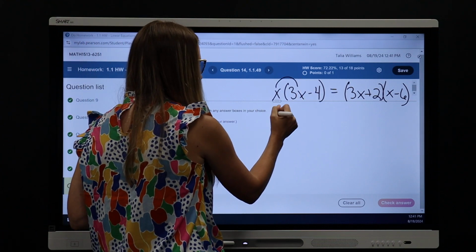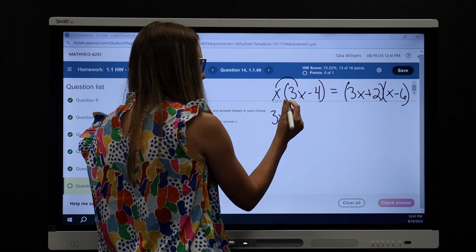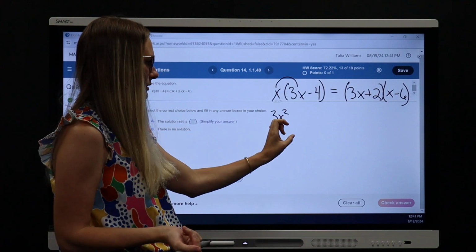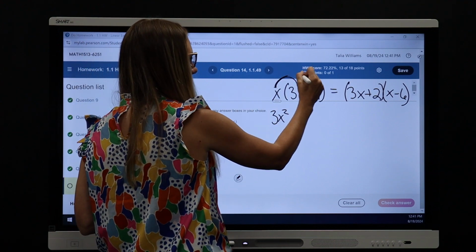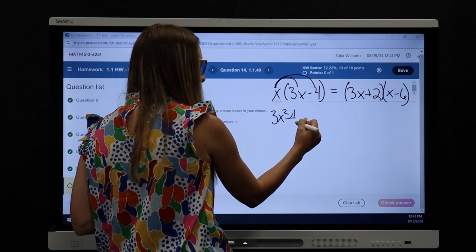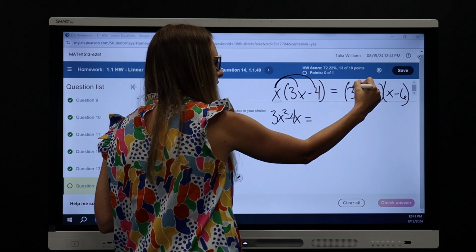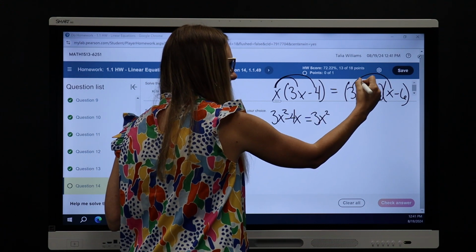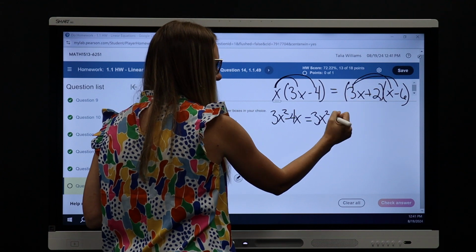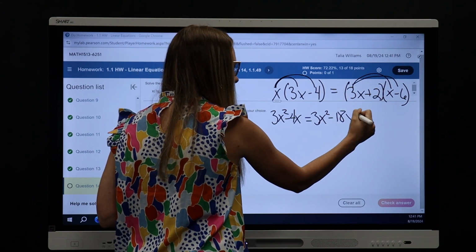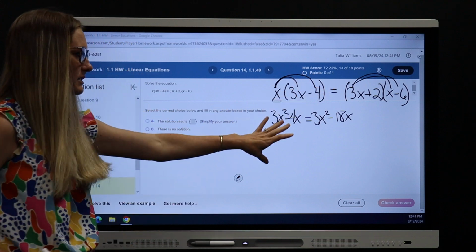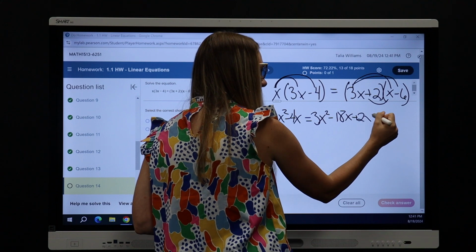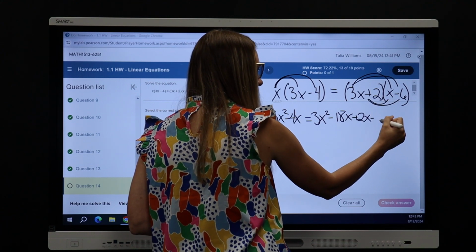3x times x is going to be 3x squared, because there's two x's now. And whenever there's multiple of the same thing, we put an exponent with it. So 3x squared. Then x times negative 4, I'm going to have negative 4x. 3x times x, there's two x's now, so 3x squared. 3x times negative 6, 6 times 3 is 18. And since it was a subtract over there, it's negative 18x. 2 times x is going to be positive 2x. 2 times negative 6 is going to be negative 12.